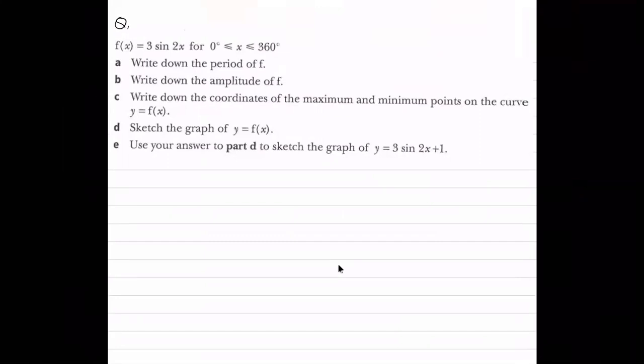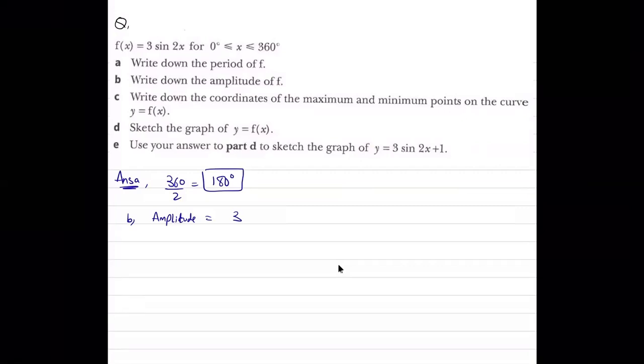So what is the period? 180. So 360 divided by 2, the period is going to be 180 degrees. Write down the amplitude of the function. 3. Amplitude is going to be 3. Write down the coordinates of maximum and minimum points on the graph.